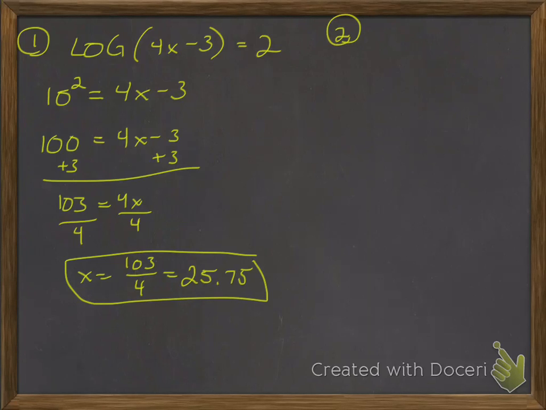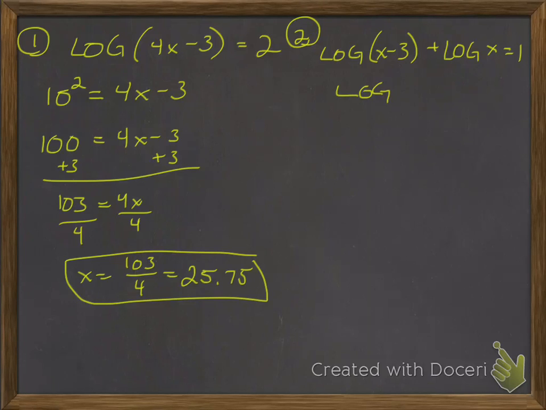Okay, the second example is a little bit different because it has two separate logs. And you have to remember your log properties from 7.4 in order to do this. When two logs are being added together, to make it a single log, you're going to multiply what's inside each of them. So I have x times x minus 3, because you need to have it as one single log before you can solve it. So you distribute: x squared minus 3x, that's inside the log.